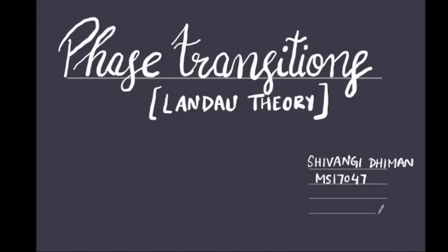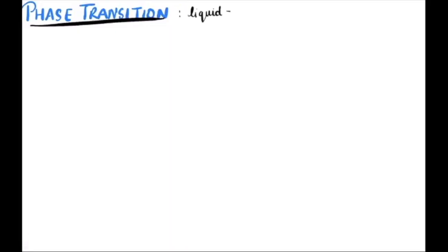Hello, I'm here to present a brief introduction to phase transitions, mainly focusing on the Landau theory in the context of the Ising model. So, what is a phase transition? It is a transition from one phase of matter to another. For example, solid to liquid transition, liquid to gas transition, paramagnetic to ferromagnetic transition.